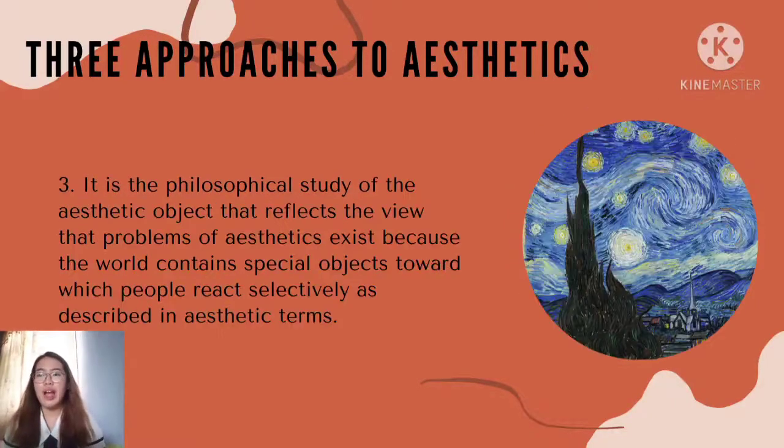Number 3, it is the philosophical study of the aesthetic object that reflects the view that problems of aesthetics exist because the world contains special objects toward which people react selectively as described in aesthetic terms.